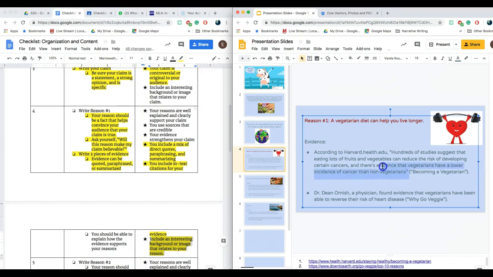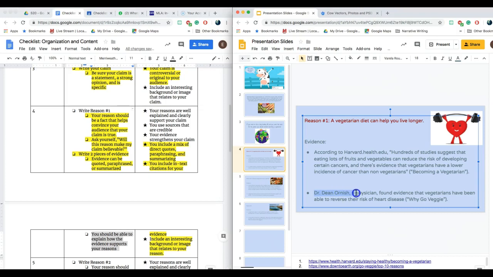So it doesn't directly say that vegetarians live longer, but I can infer that a vegetarian isn't going to die of cancer or is less likely to die of cancer than a non-vegetarian. So I would explain that during my presentation.